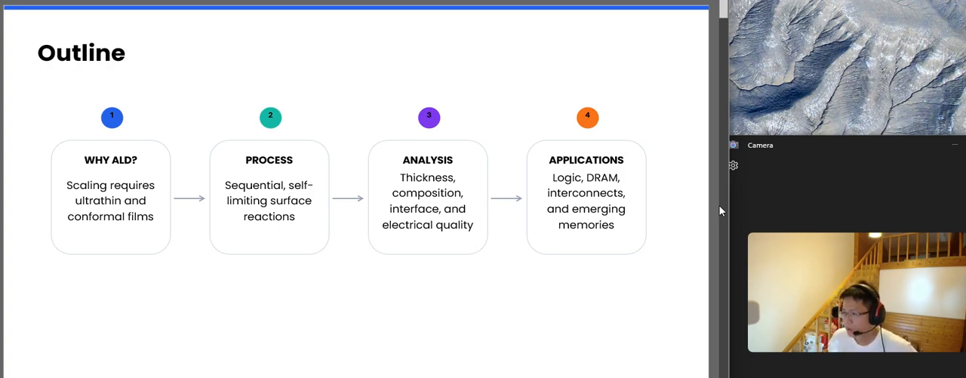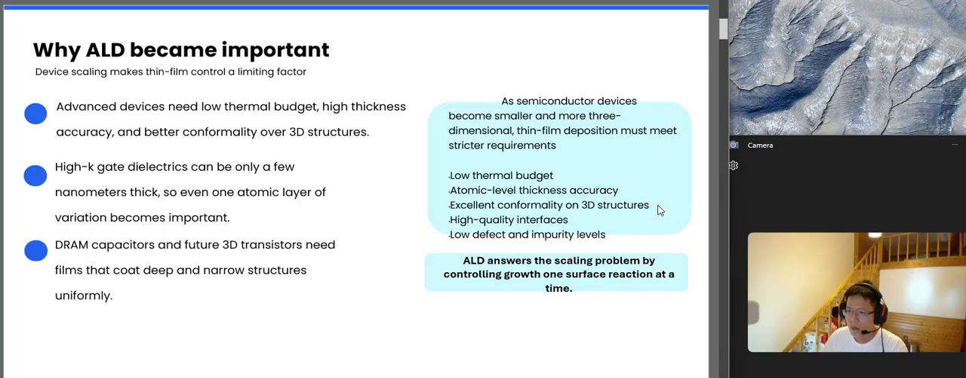After that, we will present the analysis of ALD and its applications in logic, DRAM, interconnect, and emerging memories. So first, why did ALD become important?